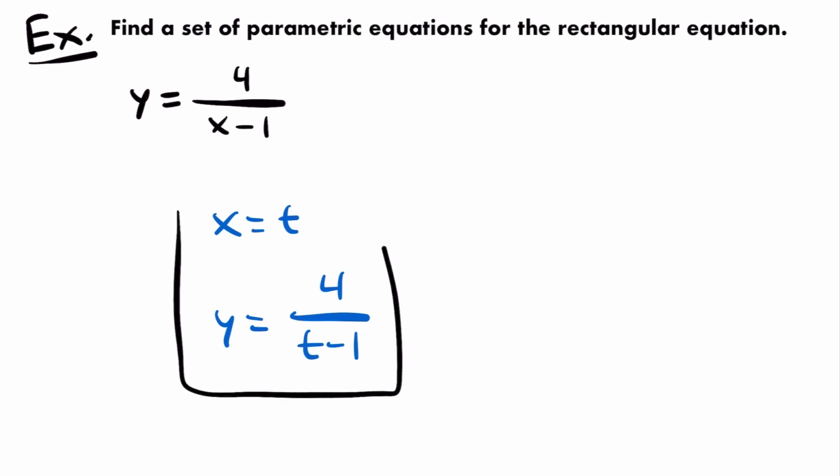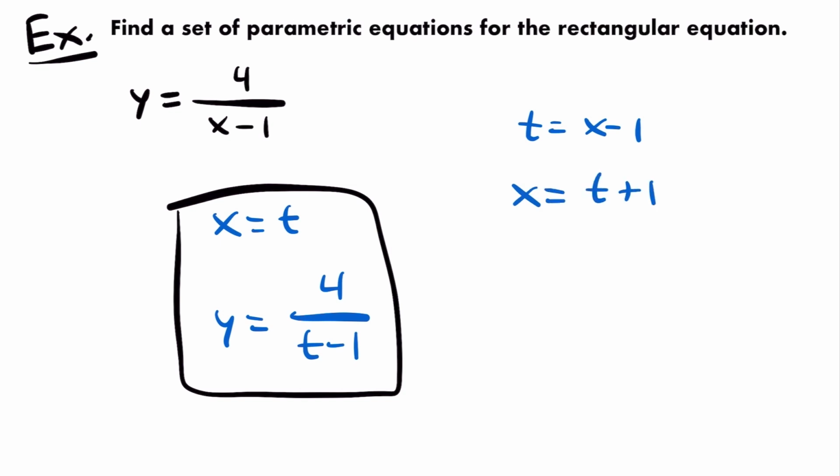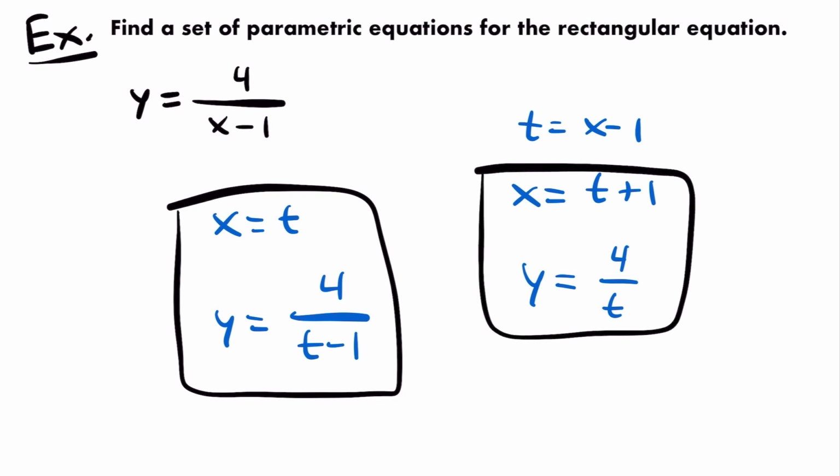That's definitely the easiest way to find a set of parametric equations, but another way that we could do it is to let t equal x minus 1. So if we did that, t is equal to x minus 1, then we need to solve for x. So we'll add 1 to both sides of the equation and have that x is equal to t plus 1. And then since we're saying x minus 1 is t, then that means that y will be equal to 4 divided by t. We just replace x minus 1 with t. And so there we have another set of parametric equations that would correspond to this rectangular equation.